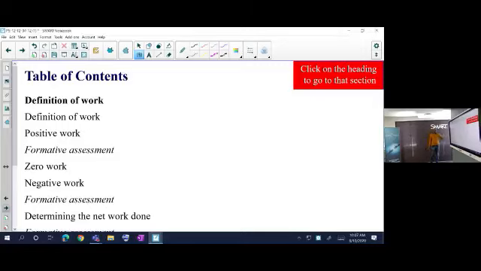Okay, and then we have zero work and negative work. We're just going to look at them as well, and the formative assessments. So you have to be ready with your calculators. You have to be ready with somewhere you can write so that you can work out when it comes to formative assessments.